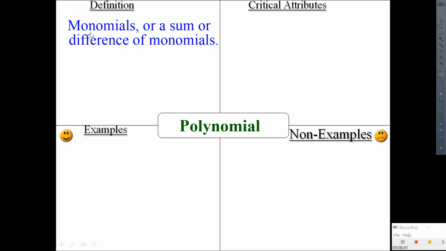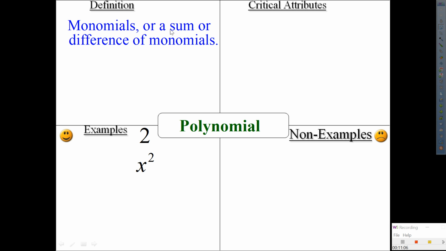So check this out. An expression of one term can look like this. Look up. 2. Do you agree it's an expression? Yes. One term? Yes. Let me show you another one. An expression? Yes. One term? Yes. These are monomials. They're part of the polynomials.